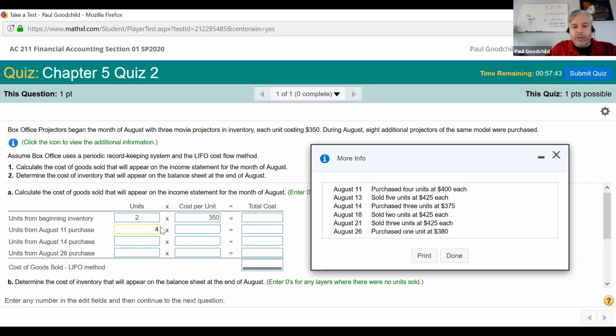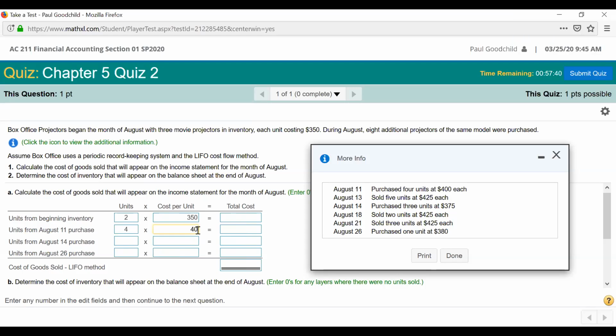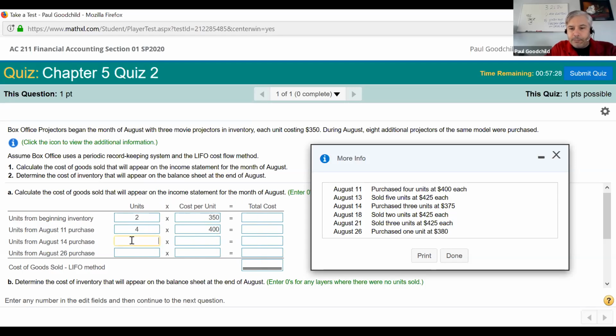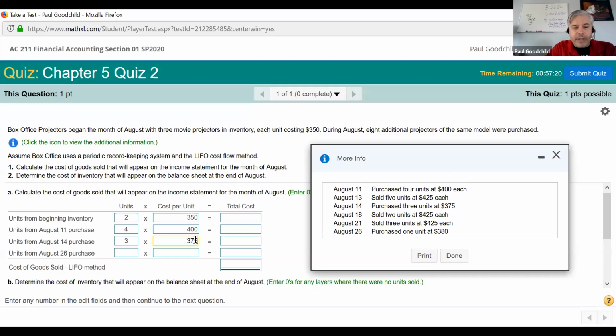We purchased 4. Hey, that was my question. Why is it 2 units again? That was a question I had. Hey, give me 1 second. I'll show you. Units from the 14th, we purchased 3 units at $375. And then the last one, we purchased 1 unit at $380. So with LIFO, last in, first out, the last one you bought is the first one to be sold.